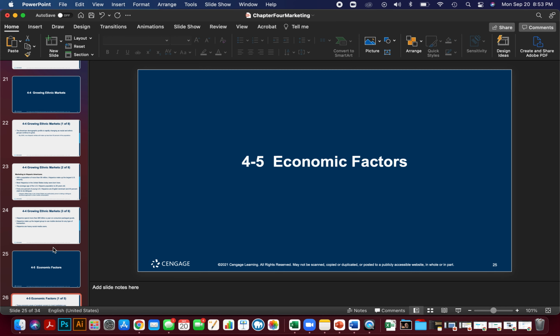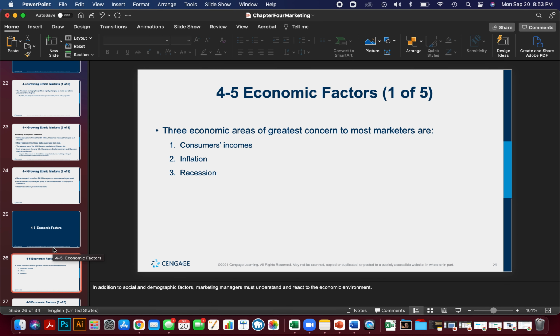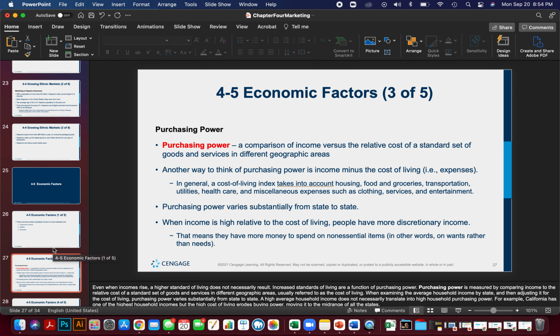When we talk about economic factors, the three economic areas of greatest concern are consumer incomes, inflation, and recession. So the first part when we're identifying target market, obviously, is to take a look at demographics, including ethnicity, age, and different items like that. Consumer income is another important aspect marketers have to be concerned with. Then we have inflation and recession.